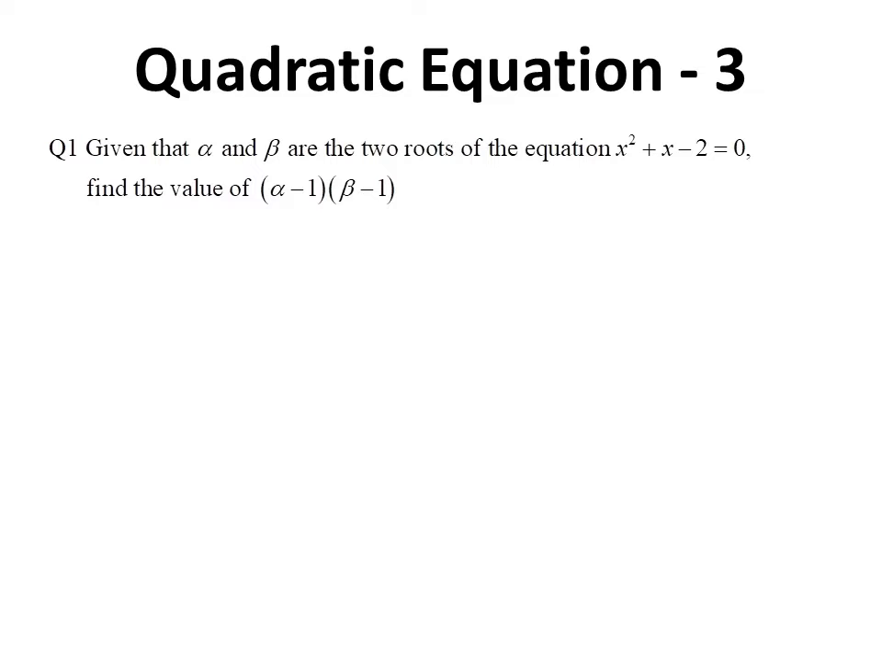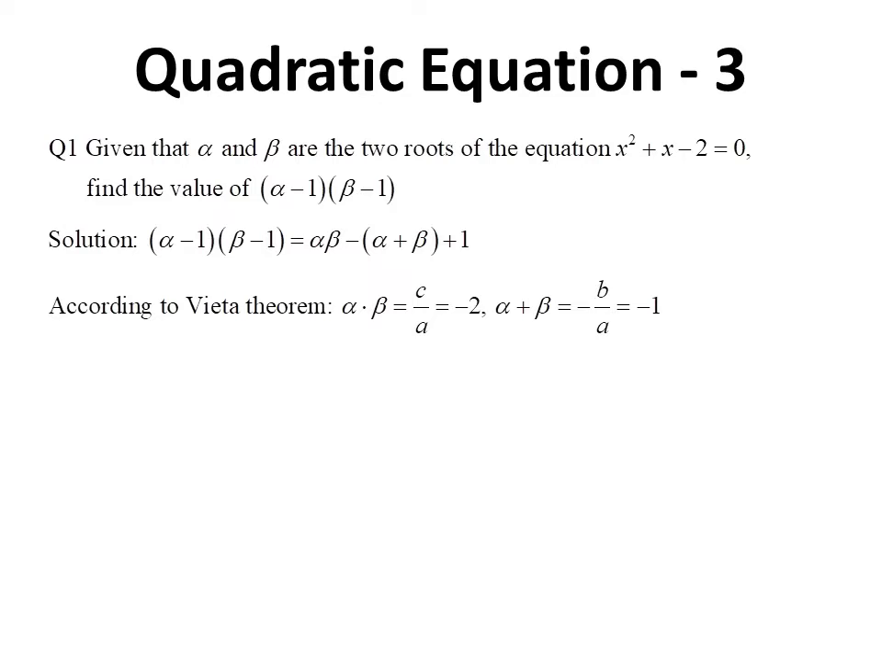One approach for this problem is to expand this expression of alpha minus 1 times beta minus 1 and then apply Vieta's theorem to obtain the result. The alternative approach is to factorize the quadratic equation and find the two roots, then substitute them into the expression to get the results. For the first approach, after expanding the expression of alpha minus 1 times beta minus 1, it becomes alpha times beta minus the sum of alpha plus beta plus 1.